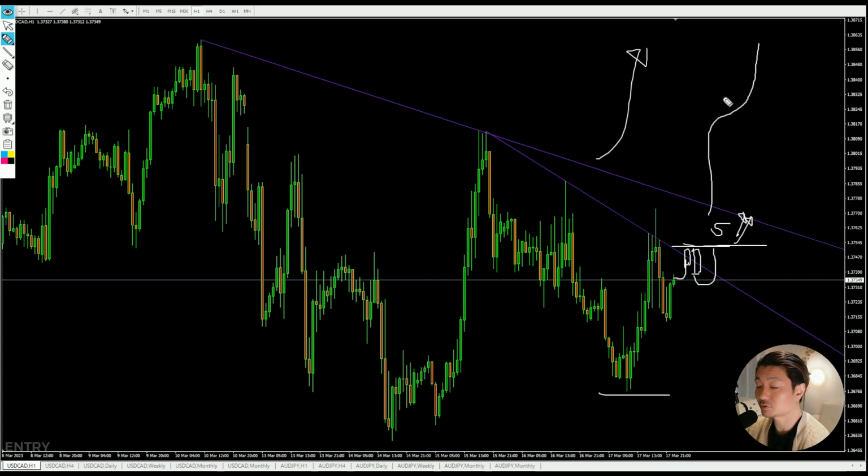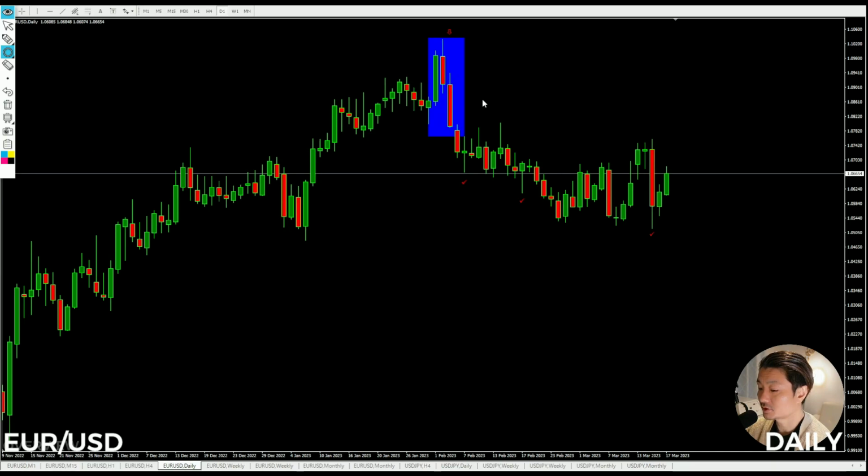All right, so let's go on to the euro dollar. Okay, this is a daily chart. Let me run you by the current setup I was looking at. So the last daily short trade that formed was right here. And the last daily long trade that formed was right here 2 days ago.